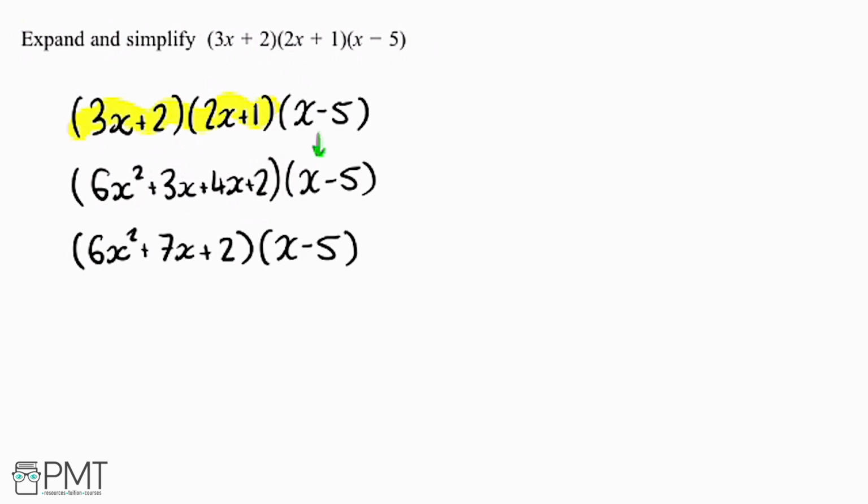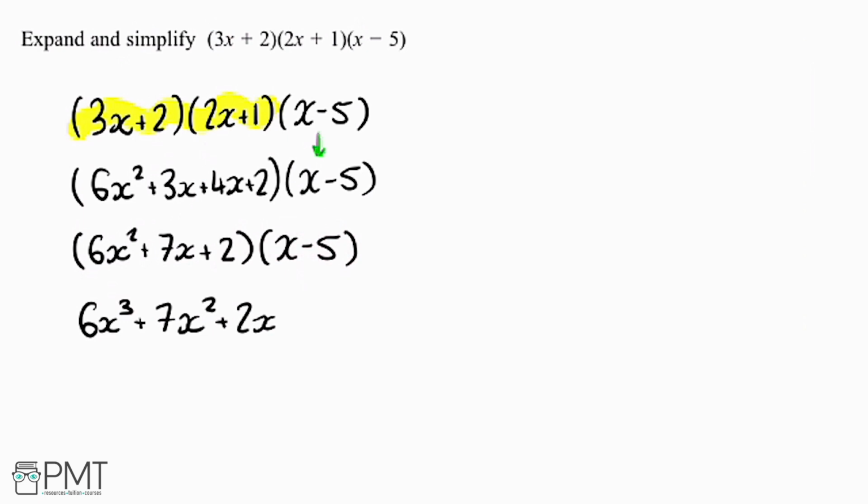Again, to expand these brackets, we're multiplying every term in one bracket by every term in the other. So we're going to start here. We're going to do x multiplied by 6x squared, which should give us 6x cubed. Then x multiplied by 7x, giving us 7x squared. x multiplied by 2, giving us 2x. So I'm going to move on to the minus 5 term here.